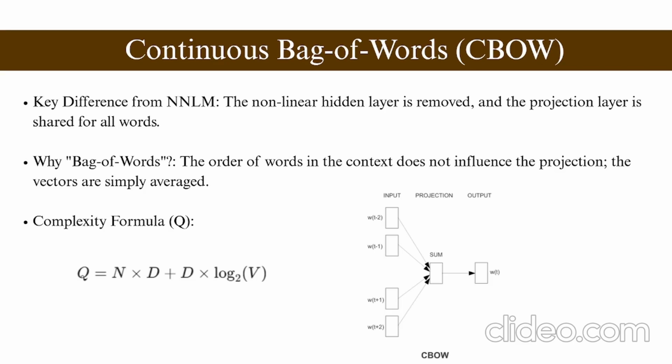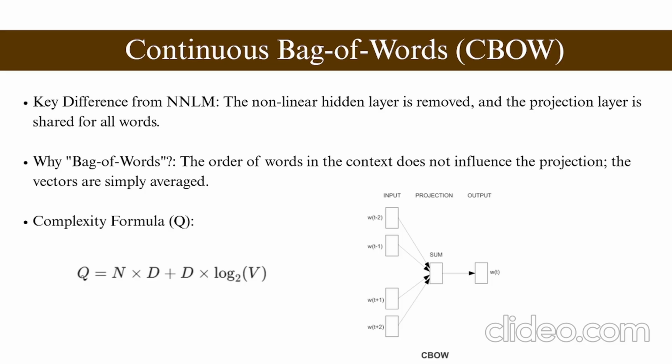The first of the two architectures is the continuous bag of words, or CBOW, model. The goal of CBOW is to predict a middle word based on the surrounding context words. There are two key differences between CBOW and the older NNLM. Here, the nonlinear hidden layer is removed and the projection layer is shared for all words.